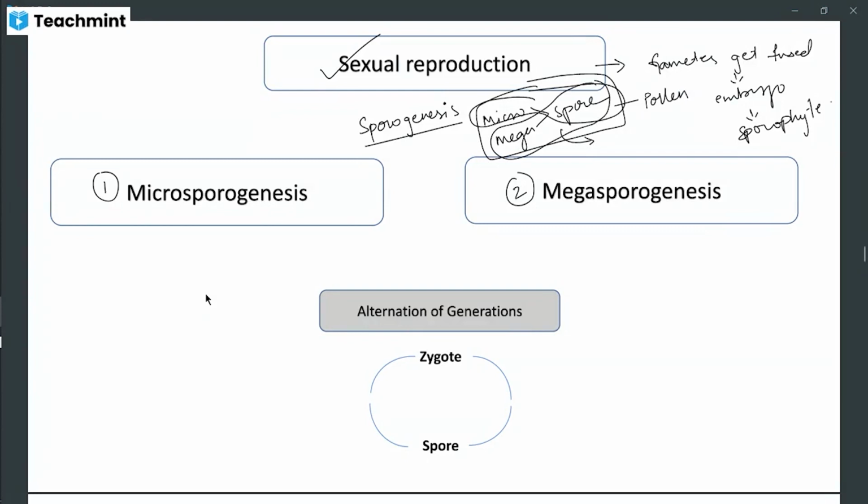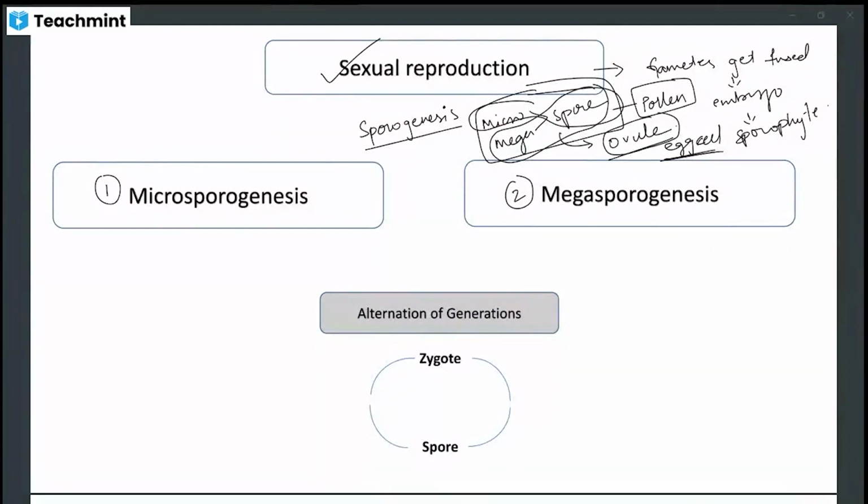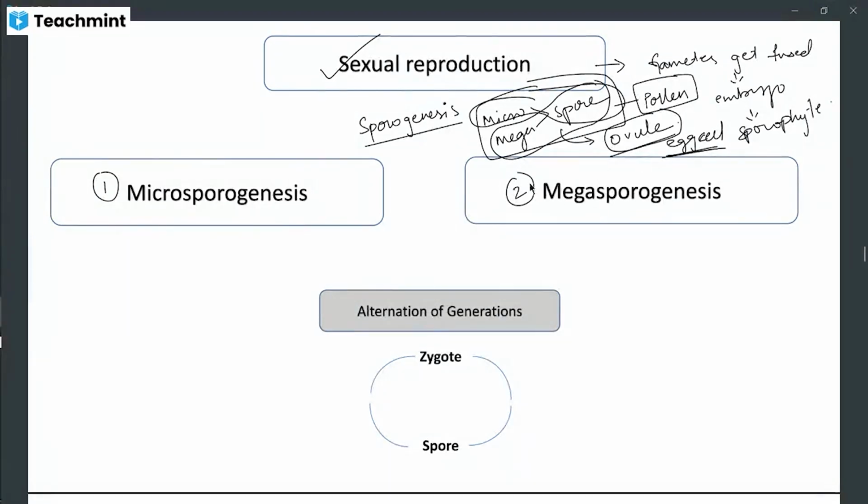Okay, Navneet. So what do you mean by megaspore, Navneet? Sir, megaspore basically refers to ovule. Ovule, entire ovule? No, sir, egg cell. Okay, egg cell. Any other guys want to add anything? So we just discussed that sporogenesis is the process of formation of spore. It might be your megaspore or it also might be your microspore. So microspore is pollen and megaspore is egg cell.